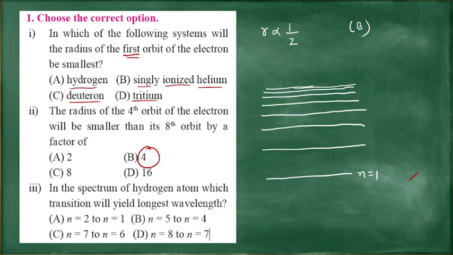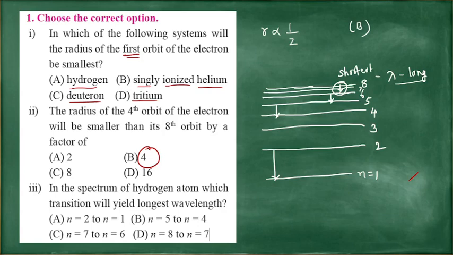So if we take the transition from 2 to 1, which is given in the A, so 2 to 1 is like this, then 5 to 4, so this is 3, this is 4, this is 5, 6, 7, 8. 5 to 4 is like this, 7 to 6 is like this, and 8 to 7 is like this. So this is the shortest. So wavelength is longest. So the answer is D.